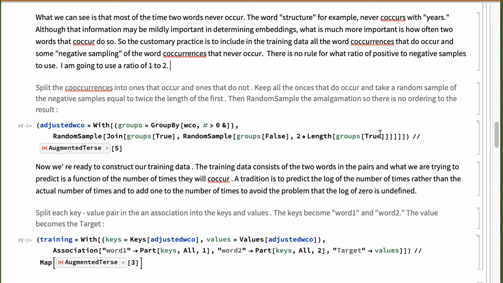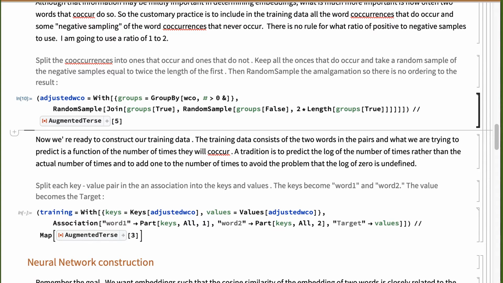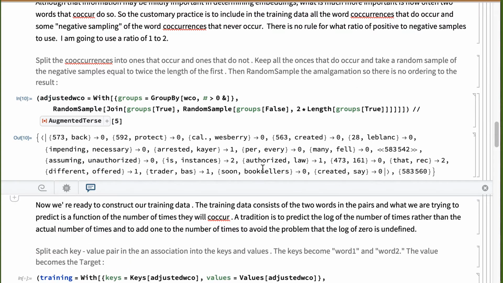This is called negative sampling, as I mentioned, and we do need some of it to properly train our neural network, but we don't need 7.5 million examples of things that never happen. So I'm going to get our adjusted WCO, word co-occurrence, and we'll have that in just a moment. All right, we've got it. And the other thing, by the way, is I scrambled it all at the end because when we feed this into our neural network, we don't want it to be in any particular order.